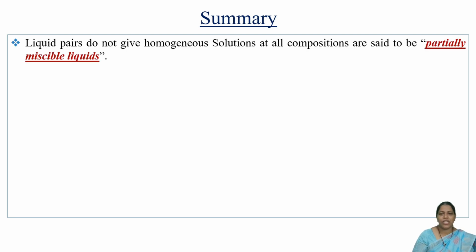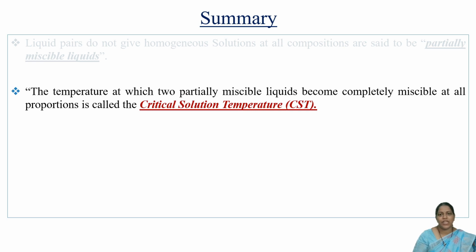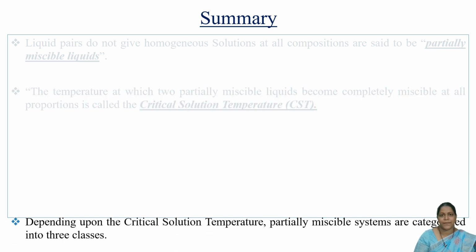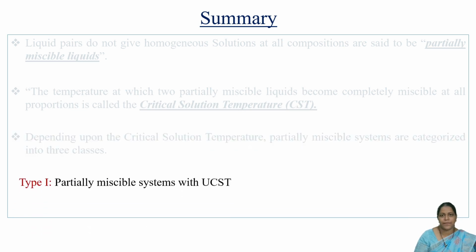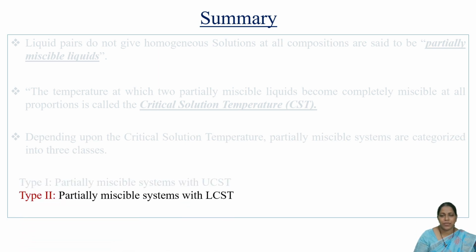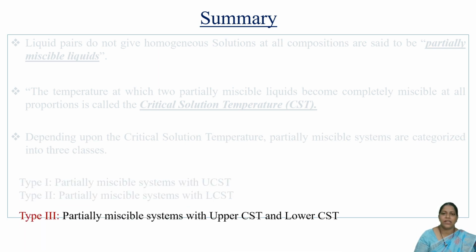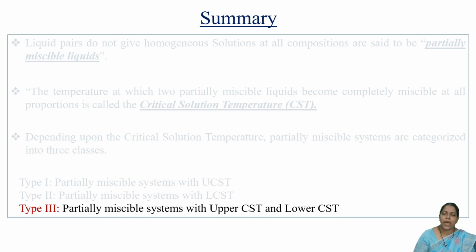Liquid pairs that do not give a homogeneous solution at all proportions are called partially miscible liquids. The temperature at which two partially miscible liquids become completely miscible is said to be the critical solution temperature. Depending on the critical solution temperature, the partially miscible systems are categorized into three types. They are systems with upper critical solution temperature, systems with lower critical solution temperature, and systems with both upper as well as lower critical solution temperatures.